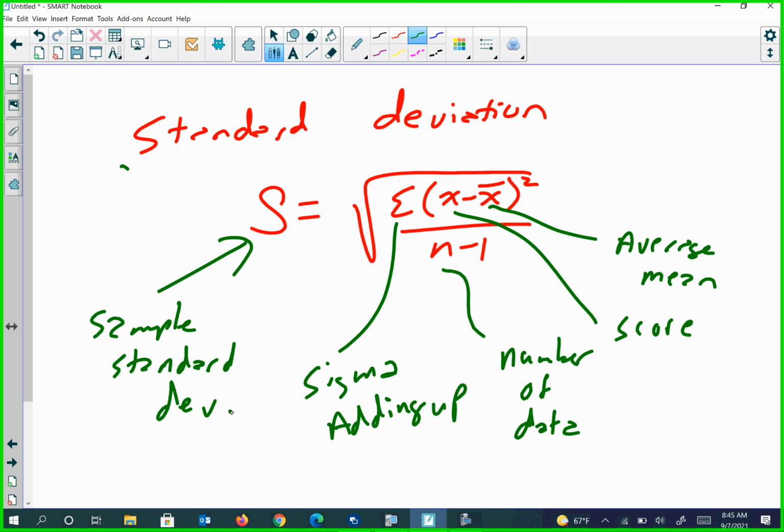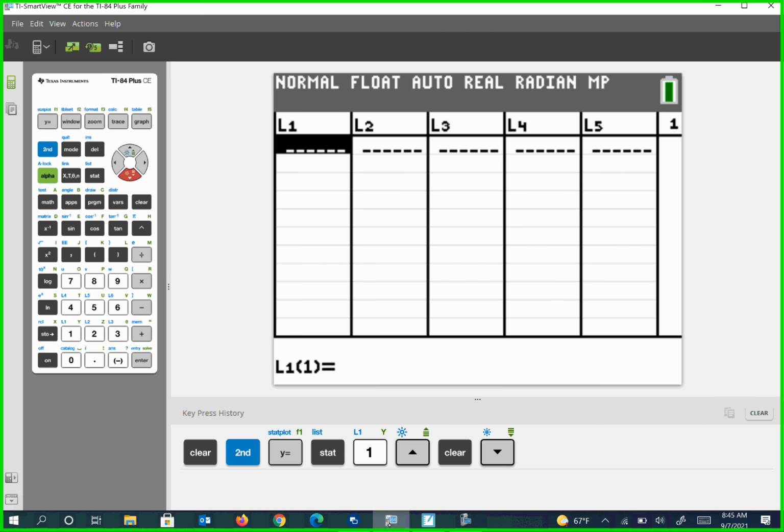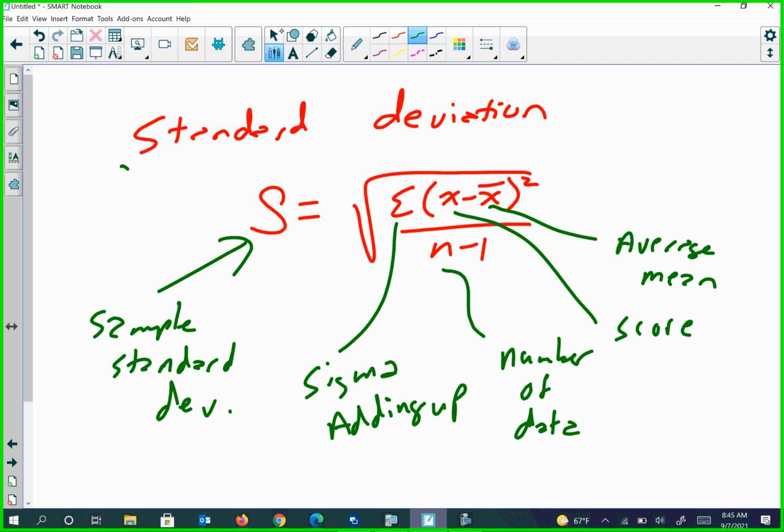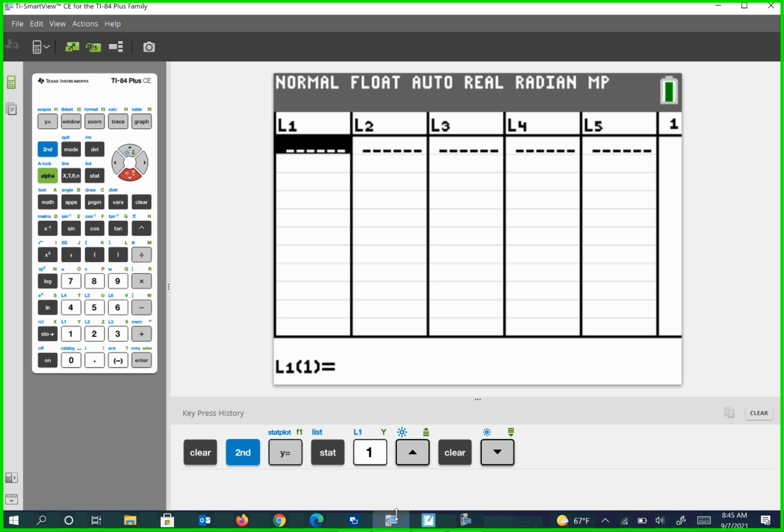So I want to show you on the calculator how to make this work. Let me go here first. Let me change that to arrow. So on the graphing calculator, I'm just going to make up some data. Let's go with ACT scores. ACT score, what's the top score?